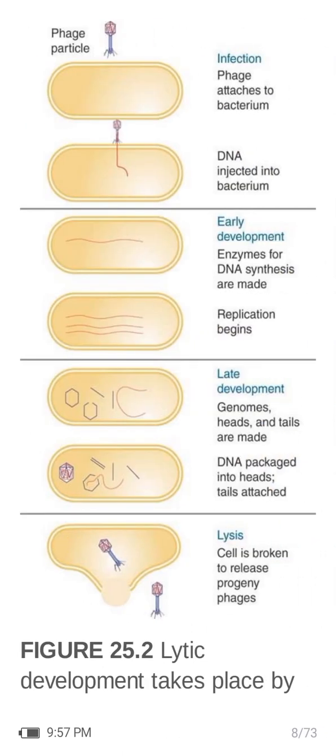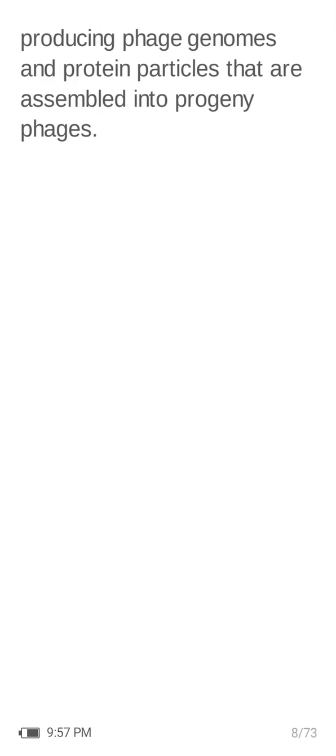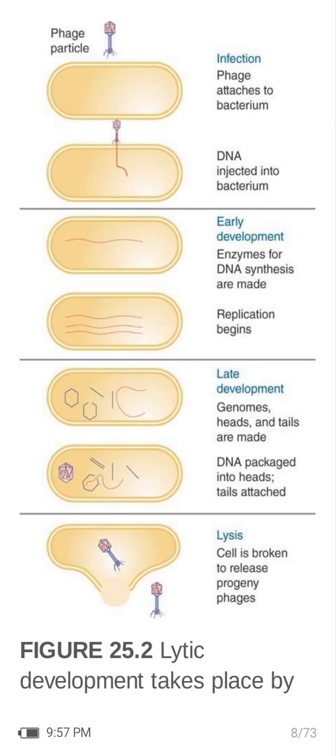release progeny phage particles. In this picture, we can see lytic development takes place by producing phage genomes and protein particles that are assembled into progeny phages. Like phage particles, they are infectious. Phage attaches to bacterium. Then DNA is injected into the bacterium. Early development is happening. Enzymes for DNA synthesis are made. Replication begins. Late development: genomes, heads and tails are made. DNA is packaged into heads, tails attached. Then lysis: the cell is broken to release progeny phages.